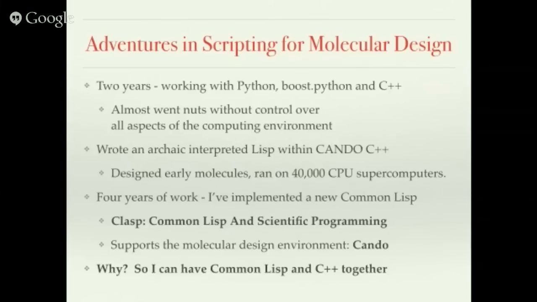And I ran this software with this archaic Lisp running on about 40,000 CPU supercomputers in what was then the TeraGrid. And it designed those molecules, and it was wonderful. Because my molecules and stuff were all garbage collected, I didn't have to worry about a lot of software development issues. So I liked that, but I didn't want to spin off into the ether developing a whole new language for chemistry.